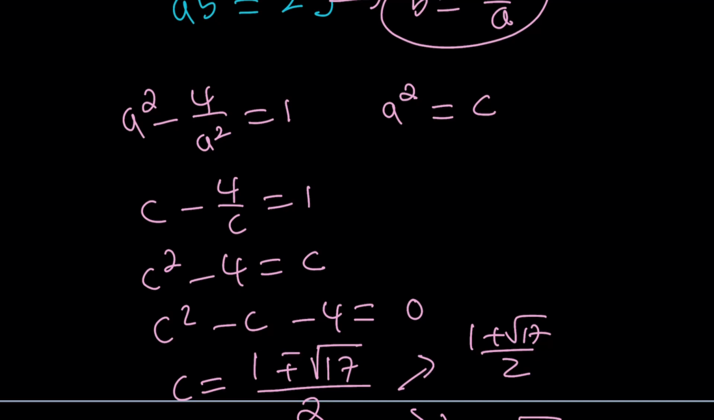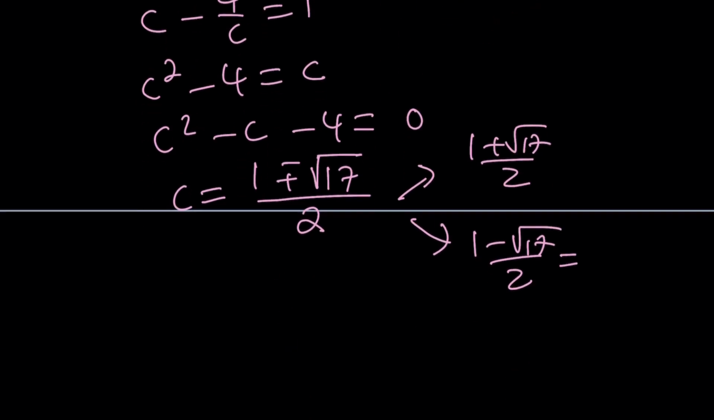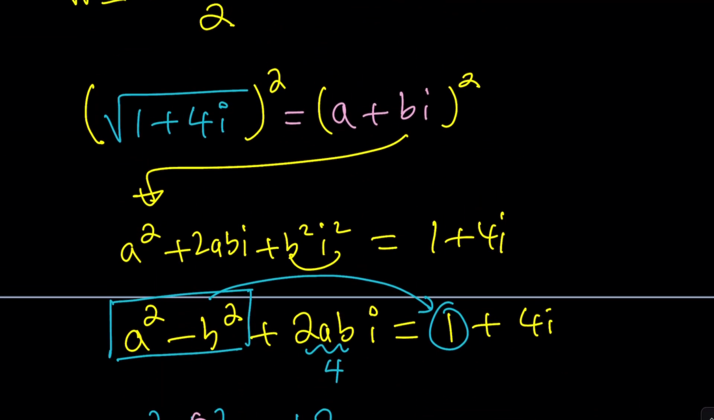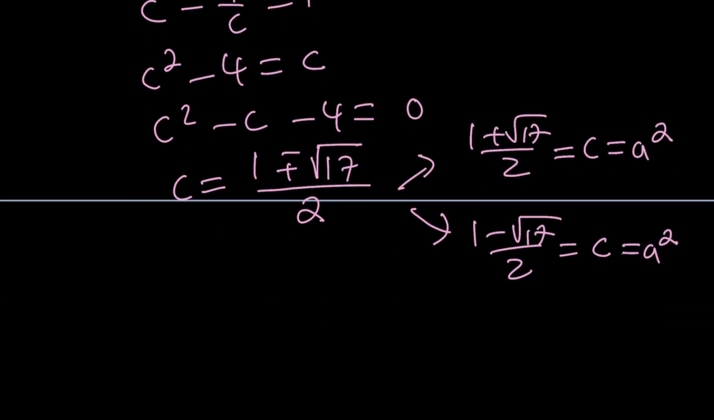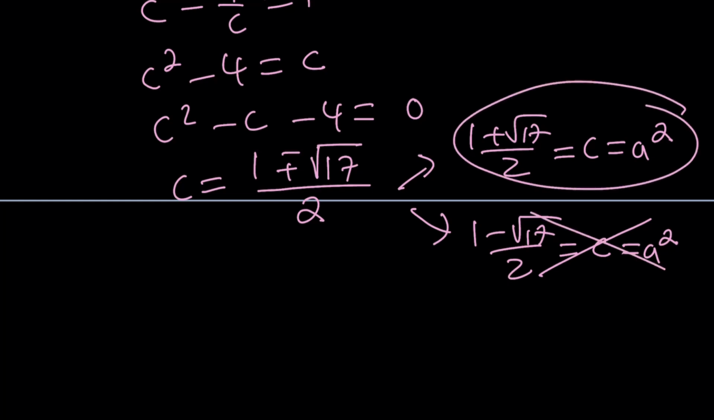But here's the problem. The second value of c, which is supposed to be a squared, is not good because a squared cannot be negative. Remember, a and b are real numbers. When you assume that the square root of 1 plus 4i is equal to a plus bi, the assumption, implicitly, is that a and b are real numbers. They have to be by definition. So I don't think we can use 1 minus root 17. So what are we going to do with that then? Just throw it away, and look at this, because this already gives us two values.